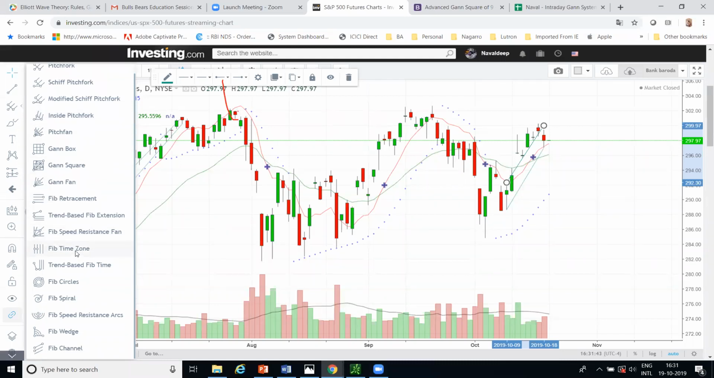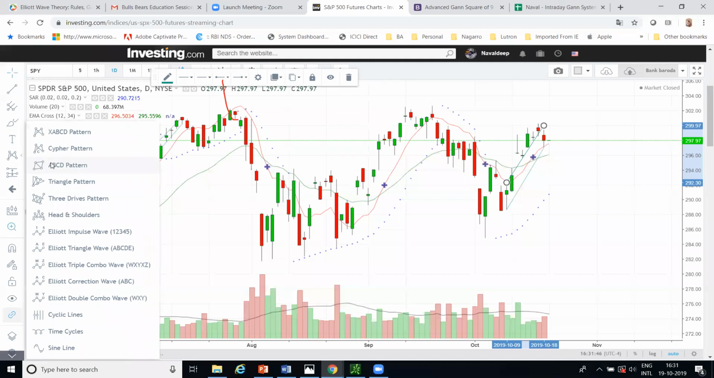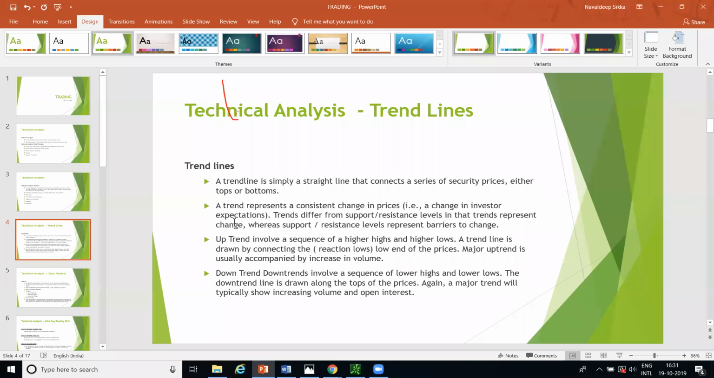You all understand what a Fibonacci is? Not really, no. So let me do one thing. I have that Fibonacci here. Let me go back to that and then show you how to do it.